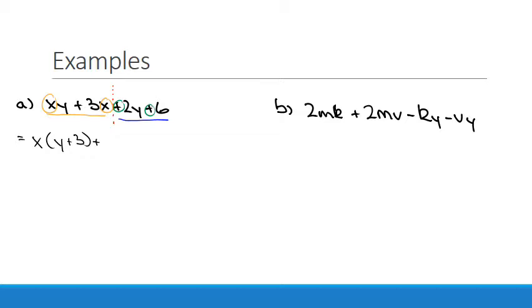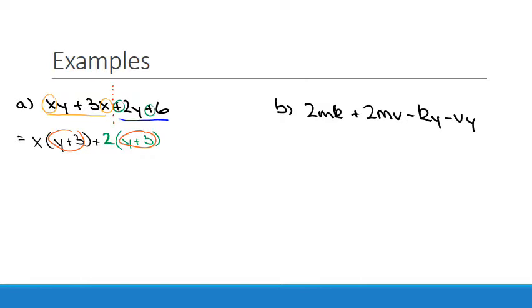I'm pulling out a GCF. I'm going to say it's positive 2. Divide the 2 out, I get y plus 3. Hopefully you notice that we have matching binomials now. Once this occurs, you know you're on the right track.